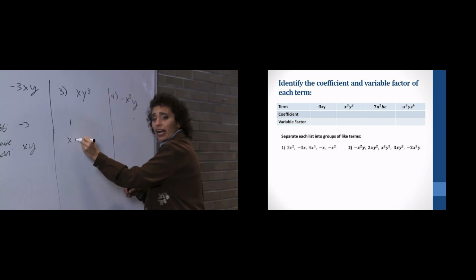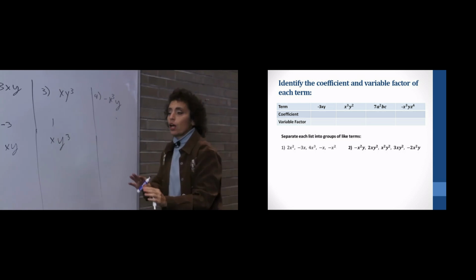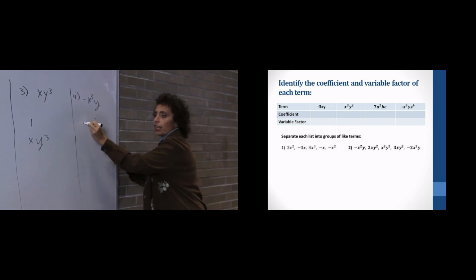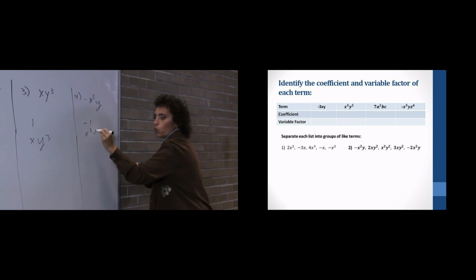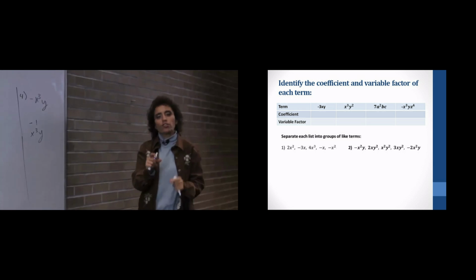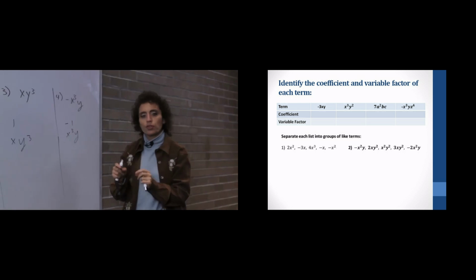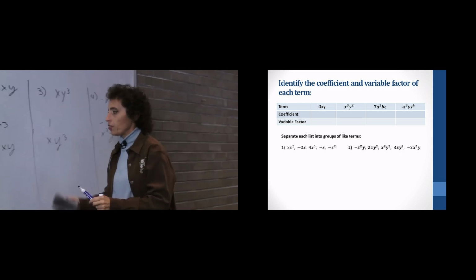Okay, the coefficient here is 1. The variable factor is xy cubed. Here, the coefficient is negative 1. The variable factor is x cubed y. Now there's a chart in your notes, if you would do that, and then we'll look at the answers.